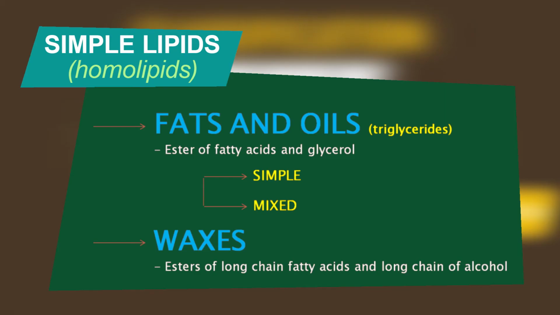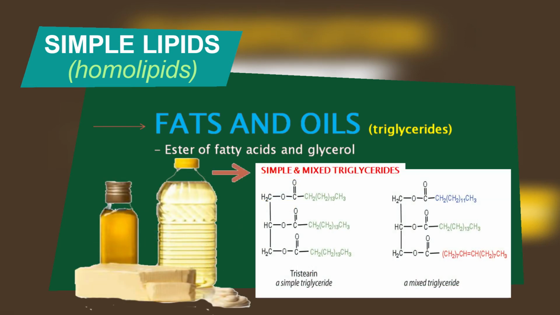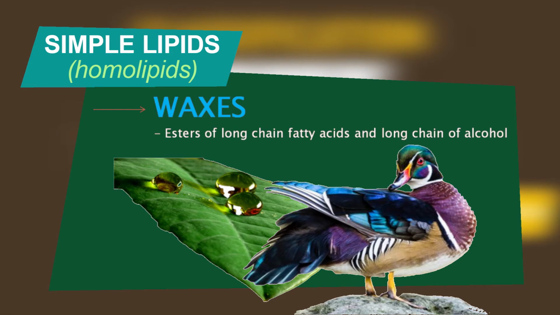Fats are made up of fatty acids and either glycerol or sphingosine. But fats, oils, and waxes are the two main types of simple lipids. Triglycerides can be simple or mixed. In a simple triglyceride, all three fatty acid groups are identical. In a mixed triglyceride, two or even three different fatty acid groups are present, and most fats and oils contain mixed triglycerides. Another type of simple lipids is the waxes.